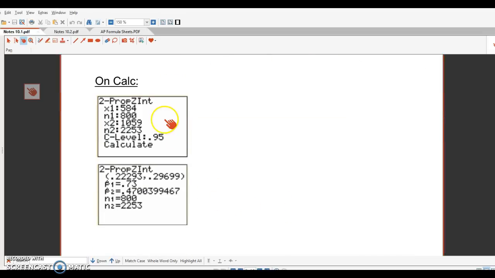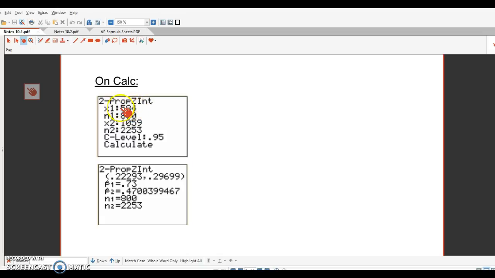Okay, here it is on the calculator. Notice that for 2 proportions, the interval is a different option. So we would go there and choose for the 584 of the 800 teens who use social media. Notice we had to figure out what 70% of the 800 teens were, because we weren't given the 584, but we just figure out 70% of the 800 sample size.